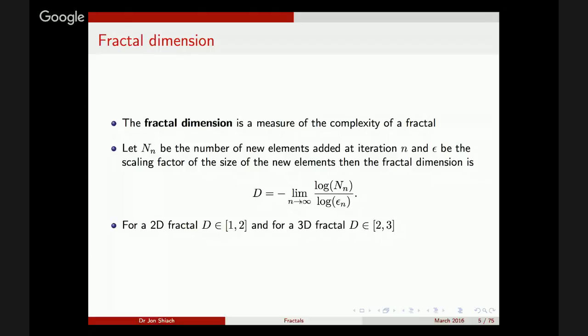Now, for a 2D fractal, D would be in the range 1 to 2. Remember, 1 is a line, 2 is a plane. So for a 2D fractal, our dimension will be somewhere in that range. For a 3D fractal, it'll be in the range of 2 to 3. So it won't quite be a solid, but it'll be more than a plane. Somewhere in between.